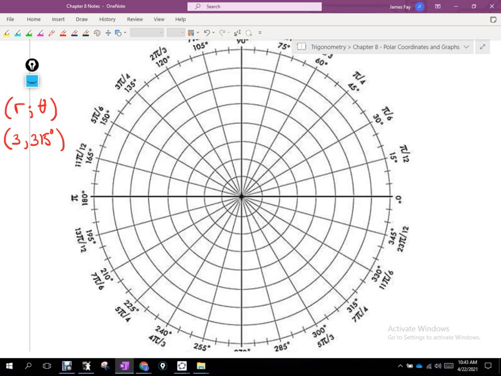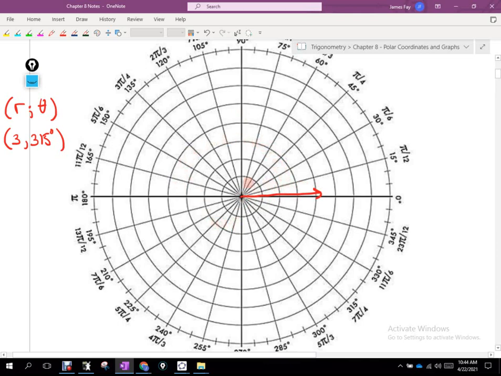Kind of like when we graph x comma y. We learn and try to get trained to do the x first followed by the y, right? But I have students that do the y first and then move over to x. That's fine. It gets you the same spot. Same thing here. But just as a personal opinion, I prefer to go 315 first. Basically, I'm going to start on my polar axis, right there, and rotate counterclockwise 315 degrees.